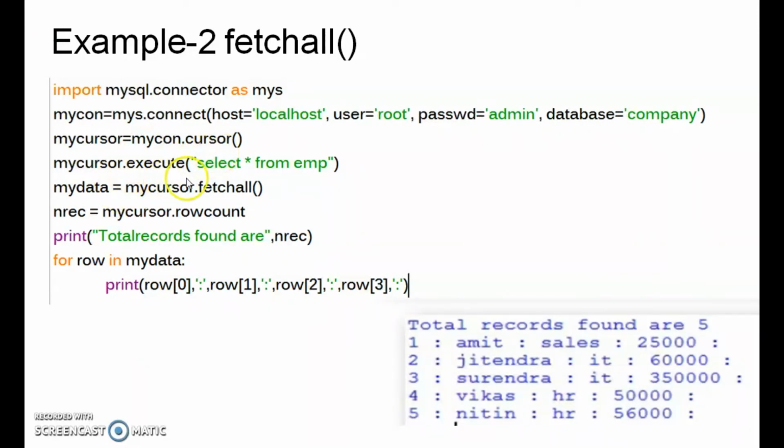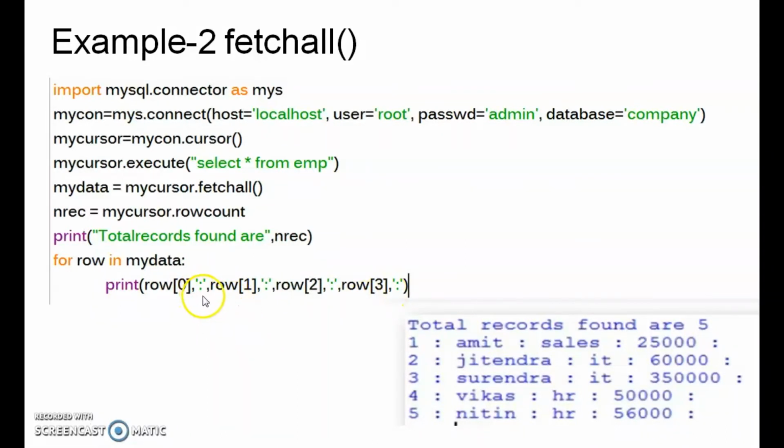Then mycursor is equal to mycon.cursor. mycursor.execute, select star from EMP. mydata is equal to mycursor.fetchall. Okay, NR is equal to mycursor.rowcount. Here, print the total records. Then after that we use one for loop to print row of 0, row of 1, row of 2, row of 3.